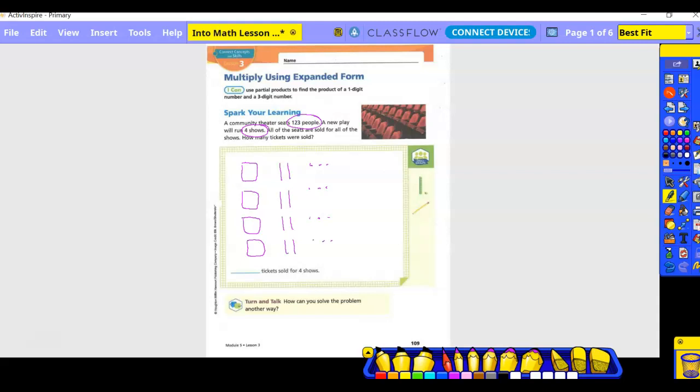So then we're going to count how many we have, and we will regroup. So here's 4, there's 9, and there's 10. So we're going to cross that off, make another long or another 10, and then we don't have enough to regroup for the longs. So we have 2 ones, 9 longs or 10s, and 400, 4 flats. So 492 tickets were sold for the 4 shows.